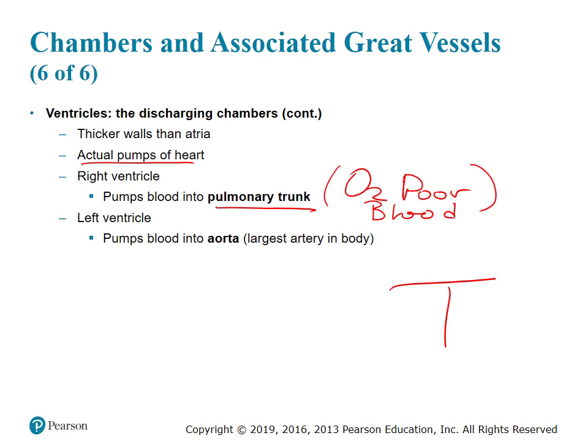Now, why is it doing that? What's the purpose of that? Because as it branches, it's going to branch to the left side of the lung and the right side of the lung. Does that make sense? Right? It's going to branch out. The left ventricle will pump blood to the aorta, and that is another blood vessel, and that's oxygen-rich blood.